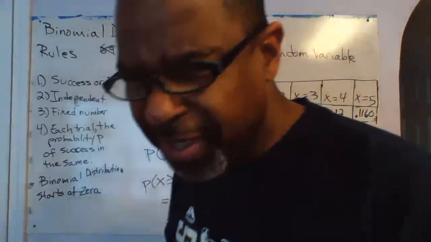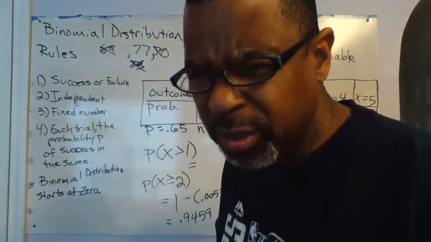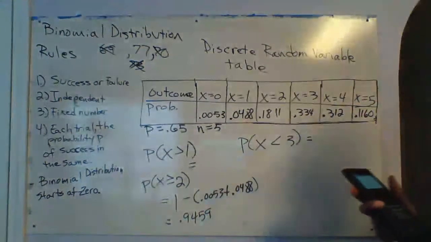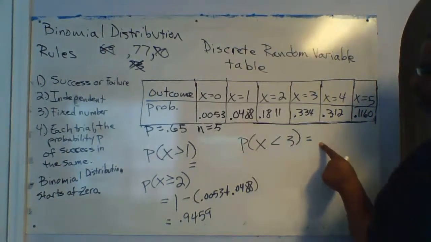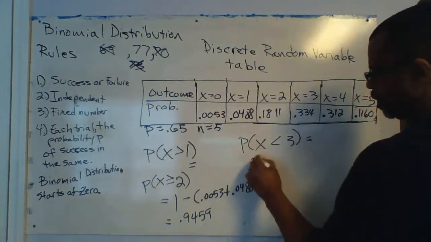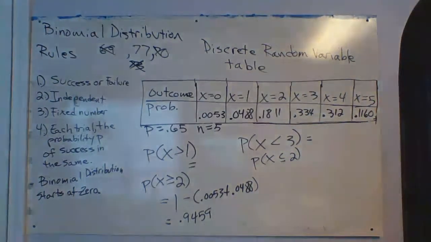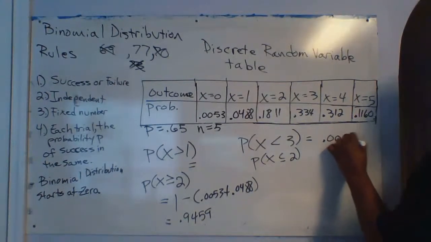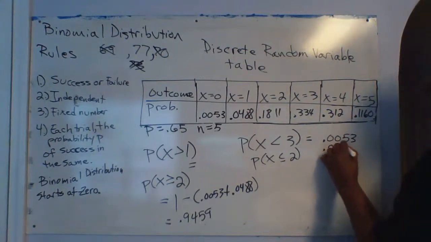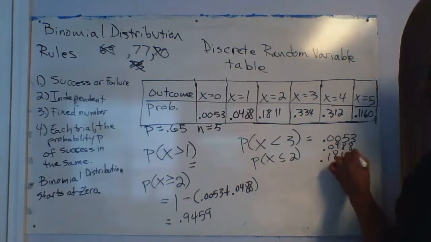All right, Angela. Okay, so Gabrielle, you were a little off, but it was close. All right, now we have to do the probability that x is less than 3, right? So is that the same as saying x is less than or equal to 2? If that's the case, we're just going to do 0.0053, 0.0488, and then we have 0.1811.